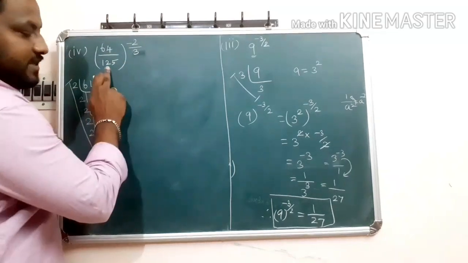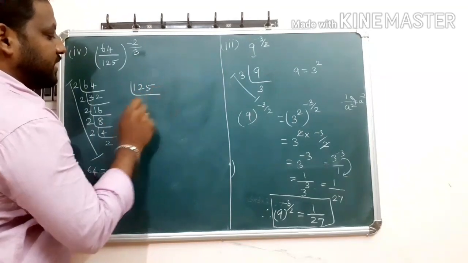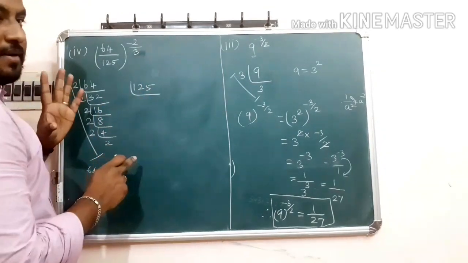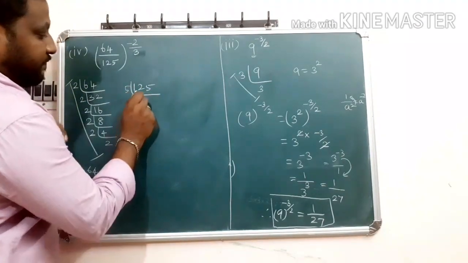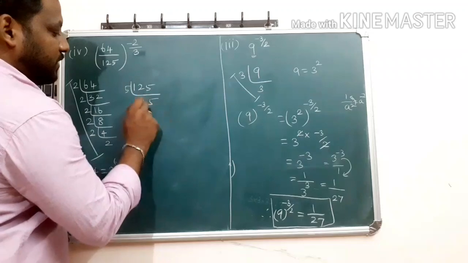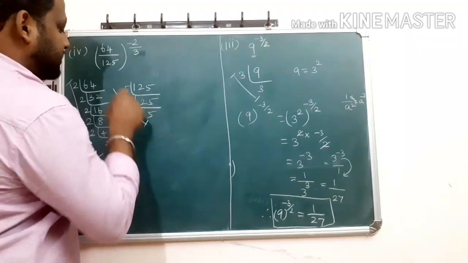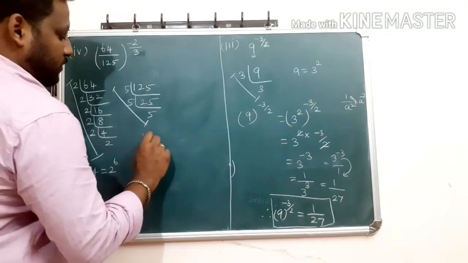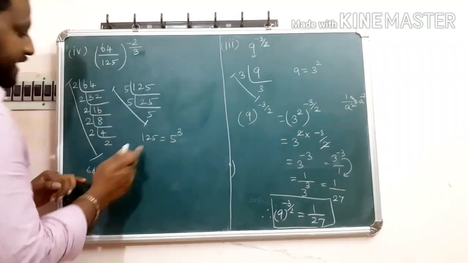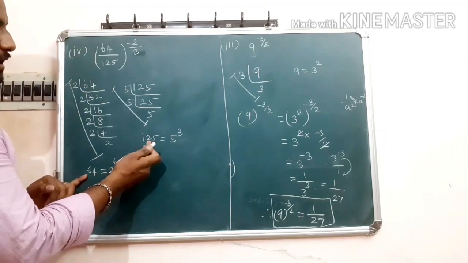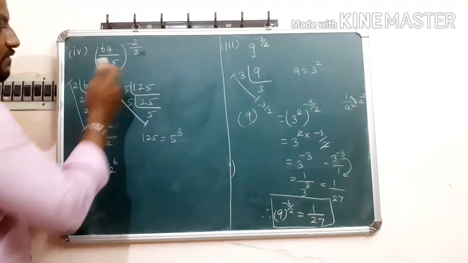Same way, the denominator number is 125. Here we have to divide by prime number 5 only, because the last digit ends with 5. So 25 5s are 125. Again 5, 5 5s are 25. So how many times? 3 times. So 125 is equal to 5 power 3. So instead of 64 and 125, you have to write 2 power 6 and 5 power 3.